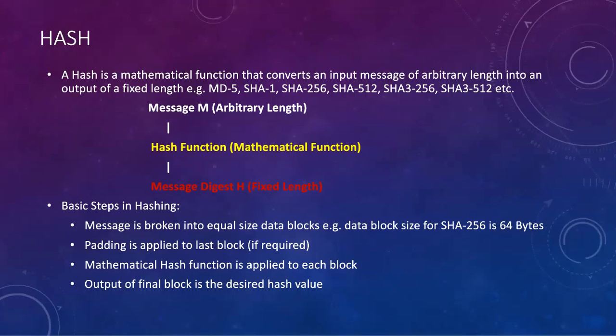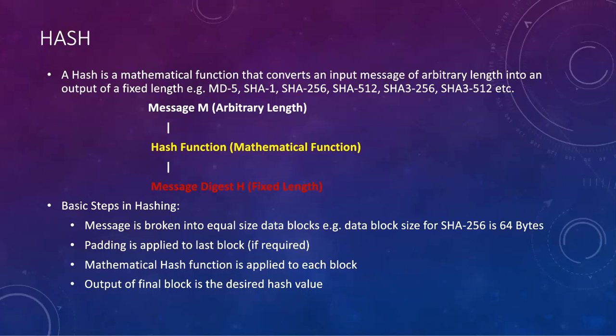The basic steps in any hashing algorithm are: the first step is that the original message, which can be of any length, is broken down into equal size data blocks. If we are using SHA-256, then it will be broken down into blocks of 64 bytes. In step 2, padding will be done. Padding is basically adding 1 and zeros to the last block so that its size is exactly 64 bytes. So it will only be done if it is required.